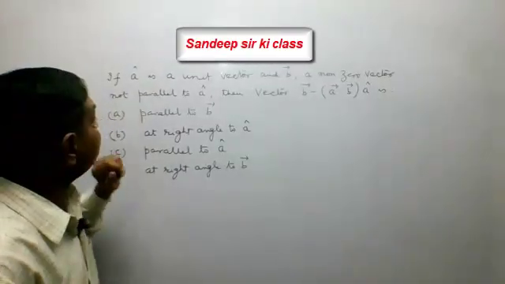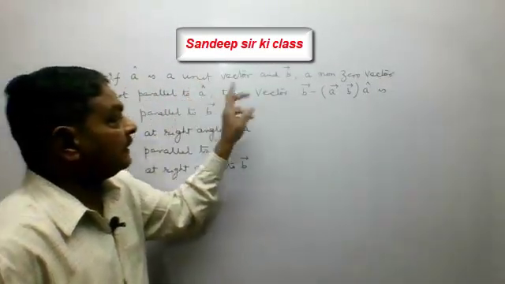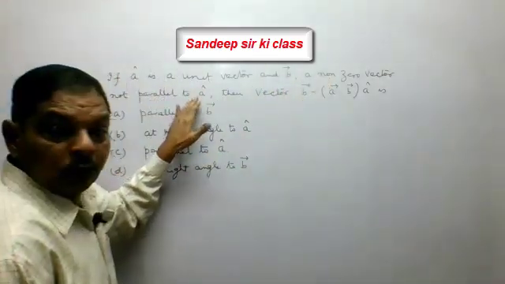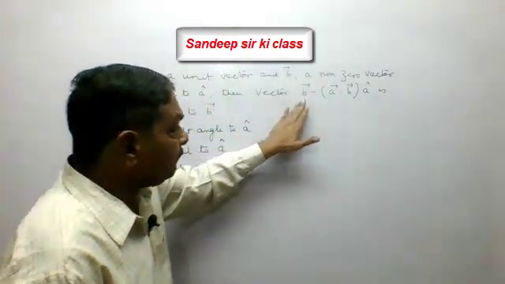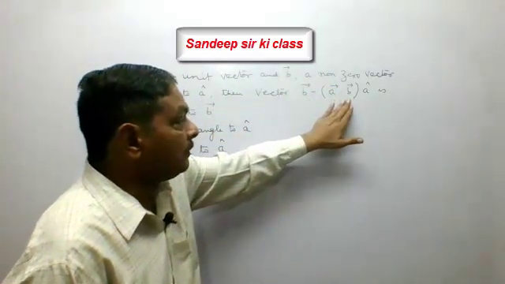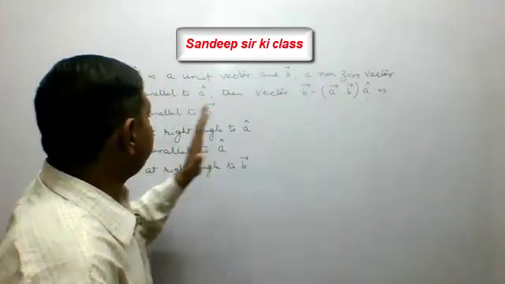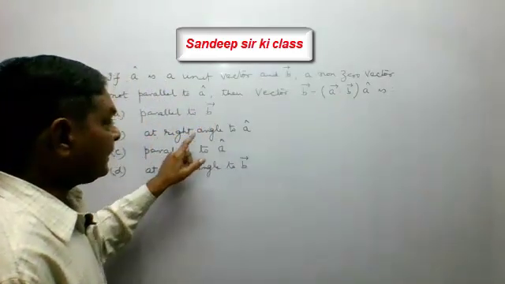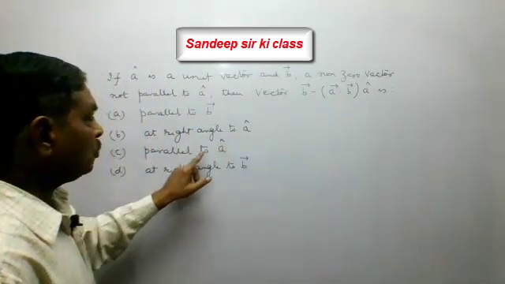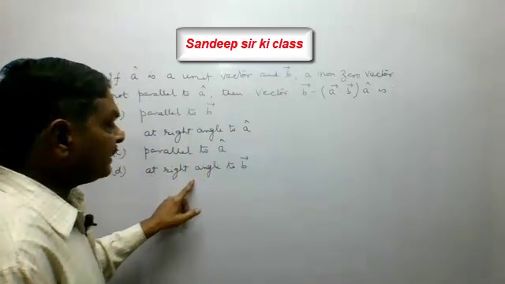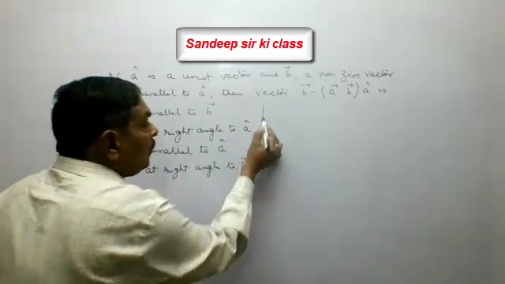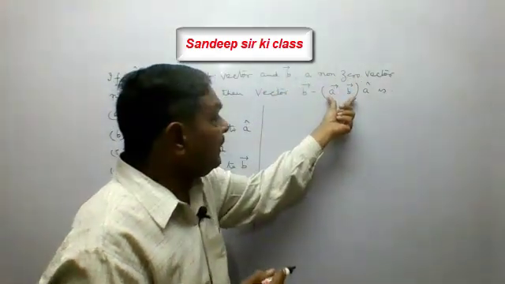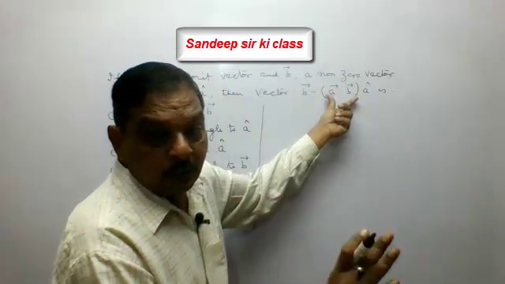Our next question is, if a cap is a unit vector and vector b a non-zero vector not parallel to a cap, then the vector b minus (a dot b) times a cap is, four options are given to us: parallel to vector b, at right angle to vector a, parallel to vector a, at right angles to vector b. Now, b is a non-zero vector, means a dot b, if we evaluate, this is not equal to 0.